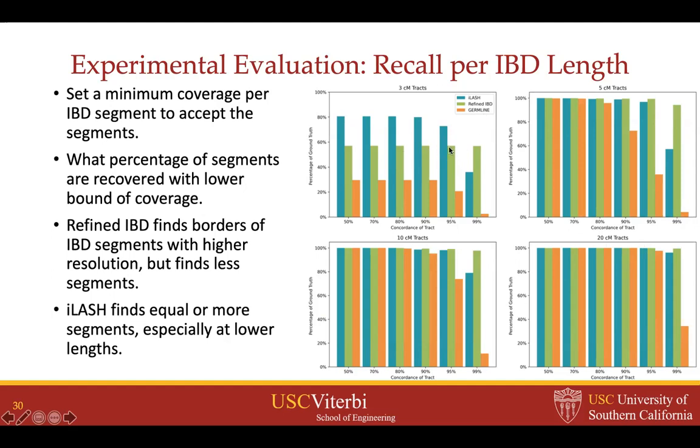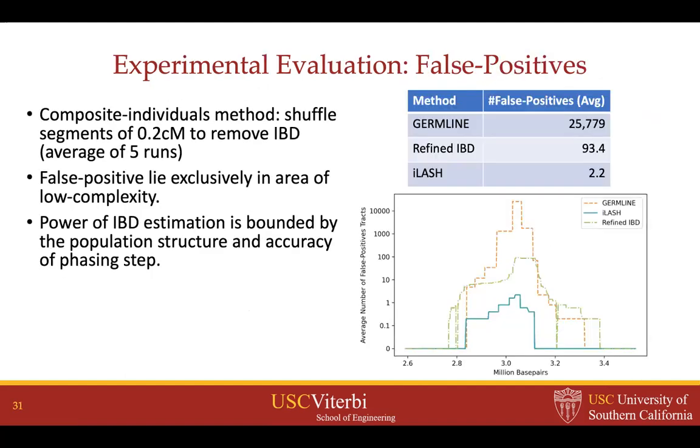That's comparable or better than previous algorithms, except that in the very high accuracy case, Refined IBD is a bit more accurate because they're using a more refined algorithm, this kind of hidden Markov model, to find the details. But for more practical purposes, iLASH is generally better than previous work. It also has a very low false positive rate.